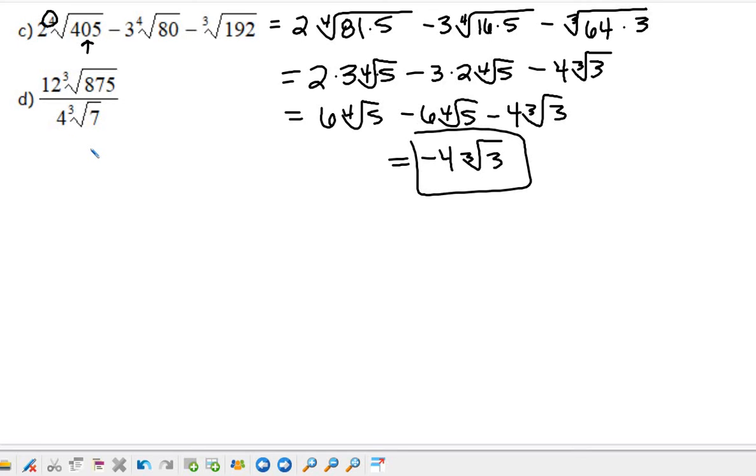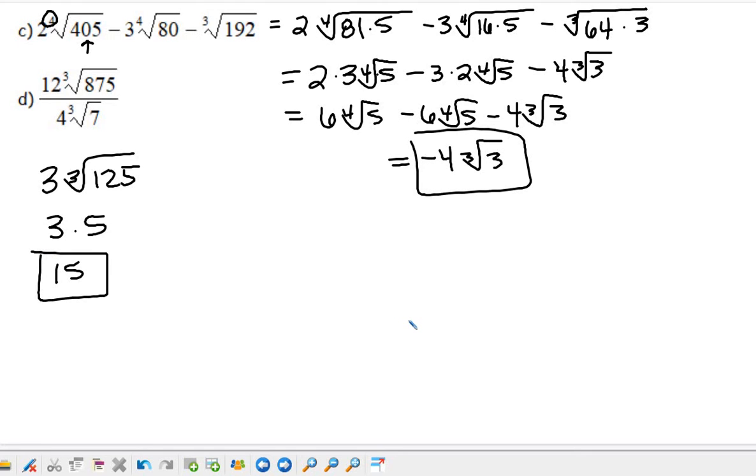Letter D, so the first thing that I would try to do is simplify. If it doesn't simplify, you can multiply by the cube root of 7 squared, but this definitely simplifies. 12 divided by 4 is 3, times the cube root of 875 divided by 7 is 125, which is beautiful and convenient because 125 is a perfect cube. The cube root of 125 is 5, and 3 times 5 is 15.